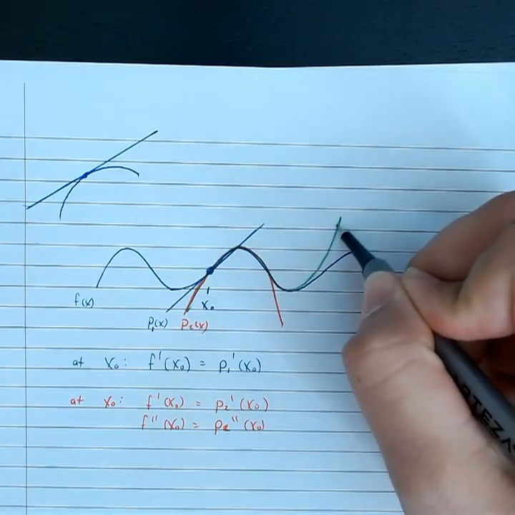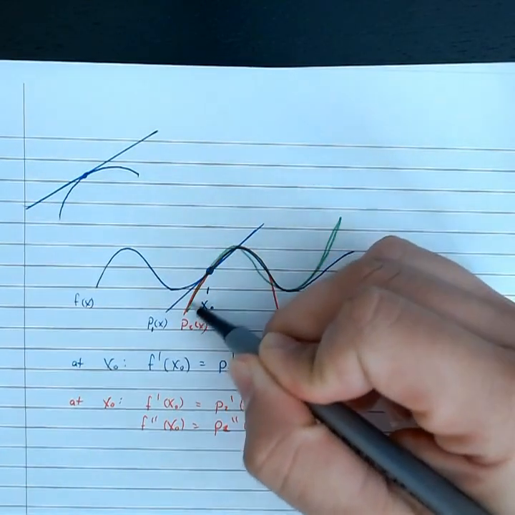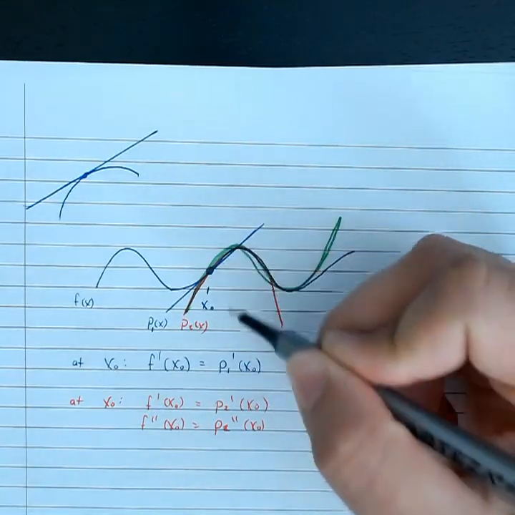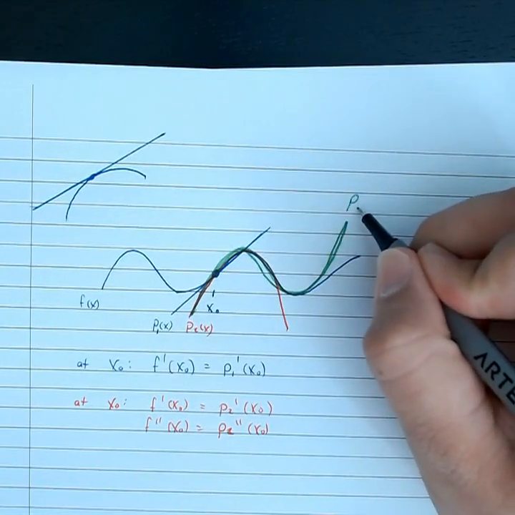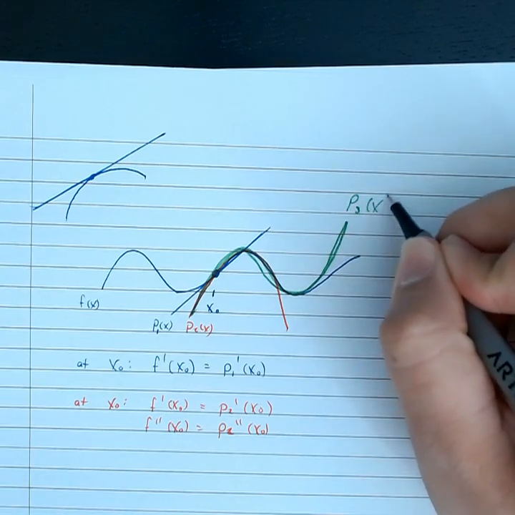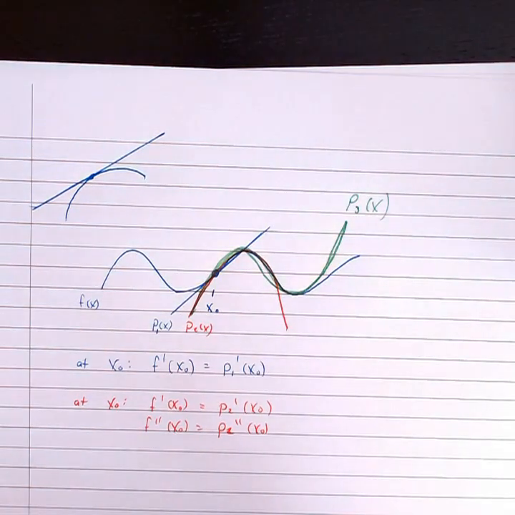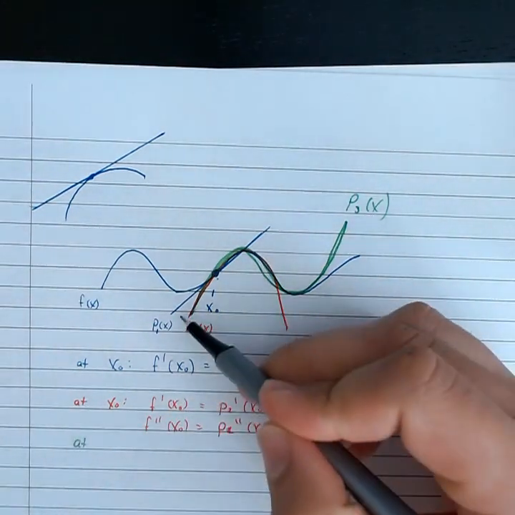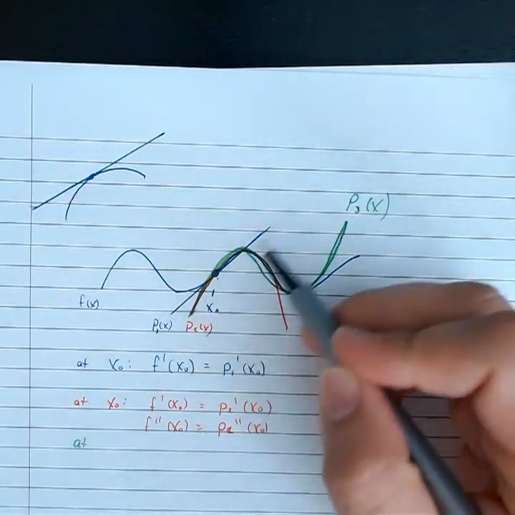Here, instead of approximating with a line or a parabola, let me approximate it using a cubic polynomial. I'll call this one P3 of x, like this. And that is a third degree polynomial that approximates my function. But again, at that point, notice the derivatives are the same. They're both increasing in the same way.